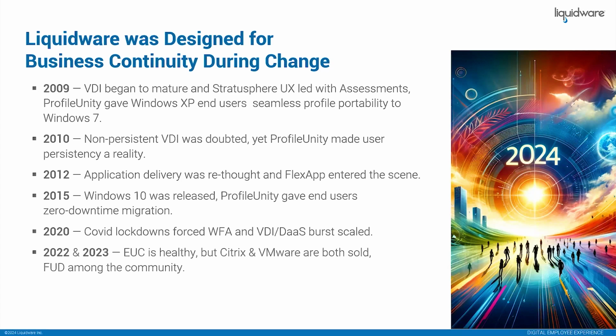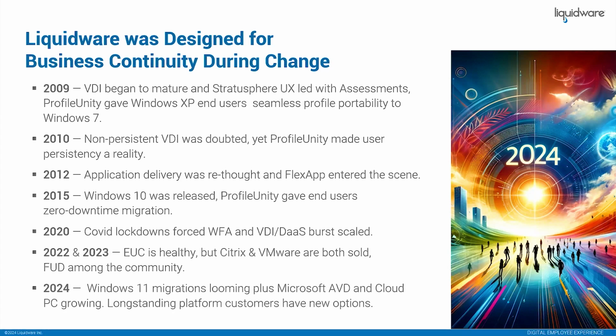In 2022 and 2023, EUC is really healthy. And I'd already mentioned Citrix and VMware, both undergoing changes in who owned those organizations. And now we know Omnissa is the new name for the VMware EUC, new name and new company. So there's a lot of fear, uncertainty, and doubt out there about platform switches. And then, of course, what we're talking about today, the Windows 11 migration story and the App-V and AVD changes that are coming soon.